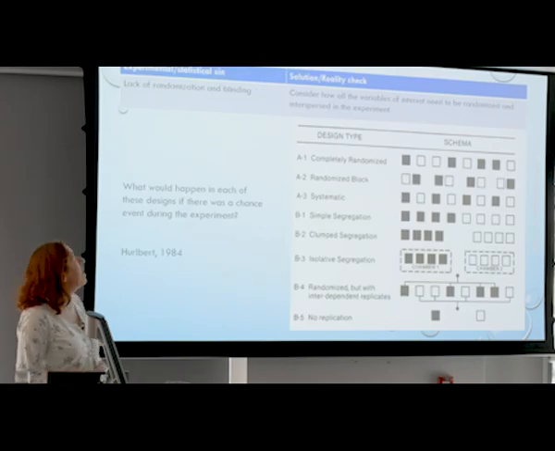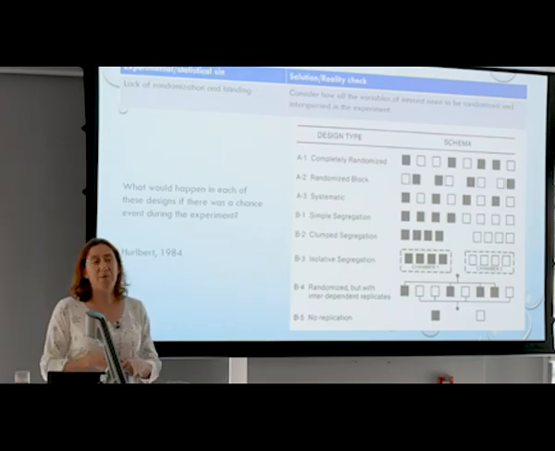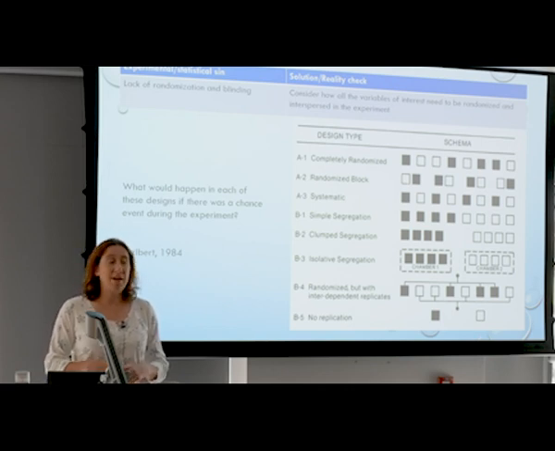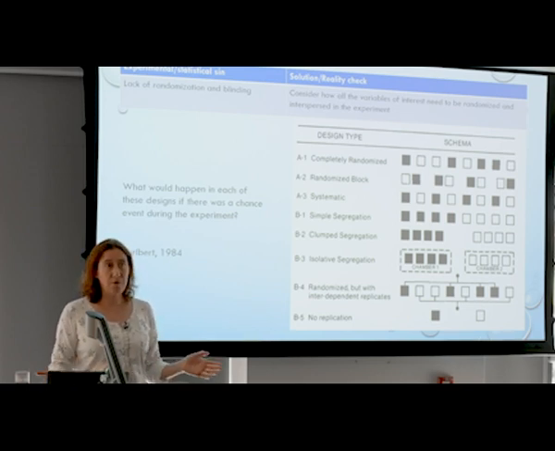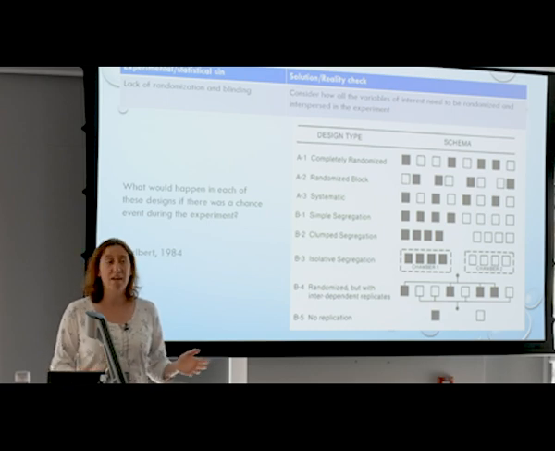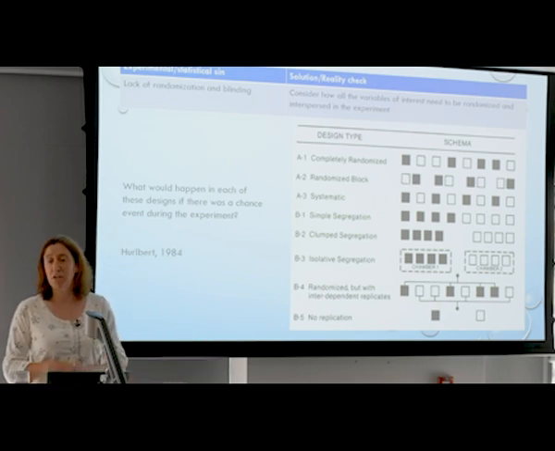Okay, the next sin: inappropriate randomization and blinding. Randomization and blinding is of course the absolute crux of experimental work, and if it's not applied properly, of course you're not controlling for biases and confounders, and you're perhaps invalidating the very work that you're trying to produce.